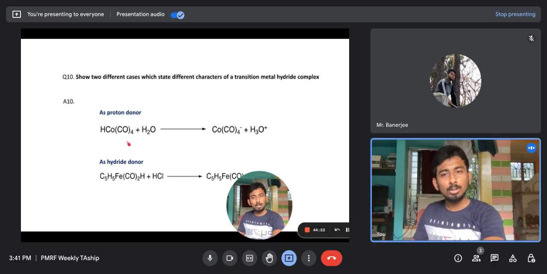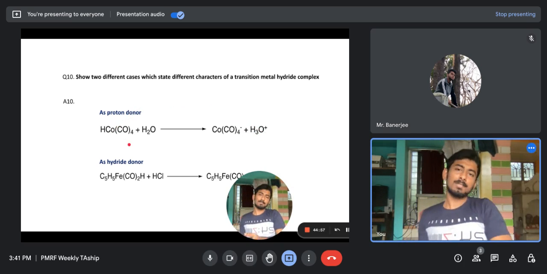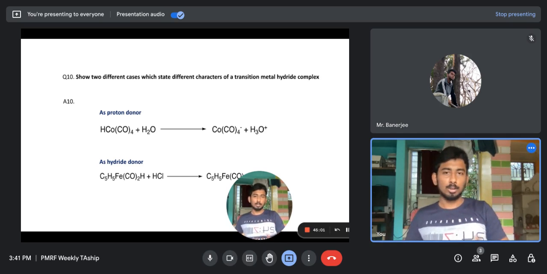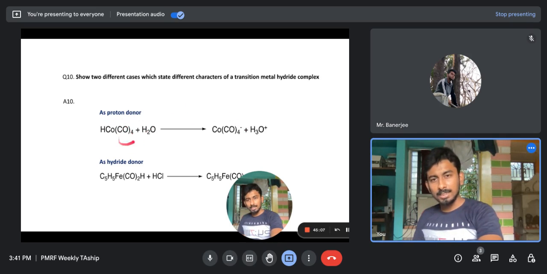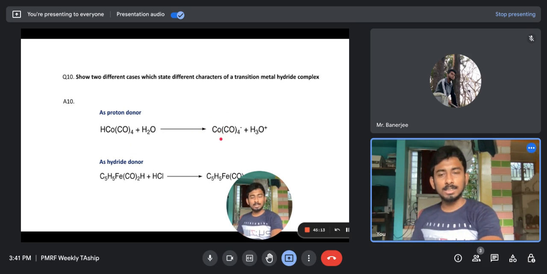All of this happens because Co(CO)4 minus is a quite stable molecule. Cobalt is 4s2 3d7, so a 9 electron system. With a negative charge it is a 10 electron system, and CO are 2 electron donors. So 4 into 2 is 8, 8 plus 10 is 18. So it is an 18 electron system.